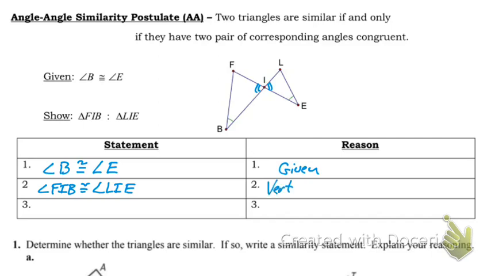Do you have to write theorem after it or no? I am. But you can just put vertical angles. Yes. All right. And now we could say that triangle FIB is similar to triangle LIE. And that is because of this angle postulate. We'll just put angle postulate. Once again, you will not be proving these, but you are kind of in your head. You're showing that they're similar by coming up with two angles that are congruent. So that's what those first two problems say.